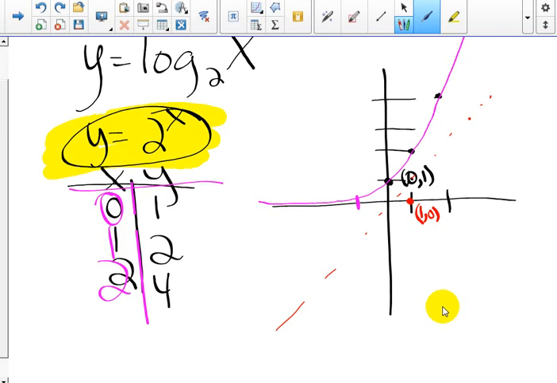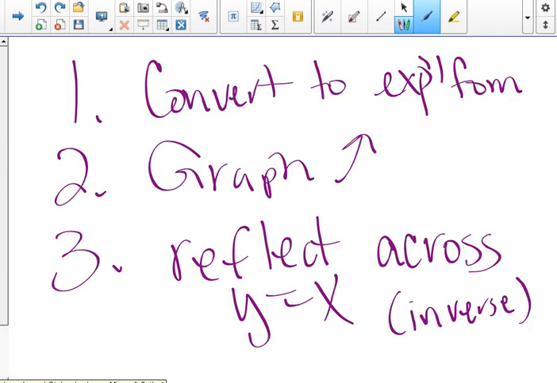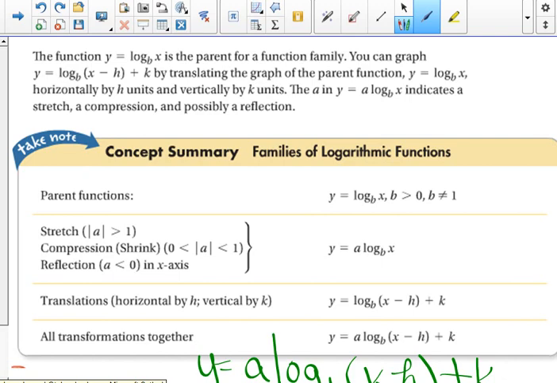So if you want to do 2 to the negative 1, it's going to be 1/2. So it's going to be about right there. And then it's going to get smaller and smaller. So reflect all those points and then you're done. Okay. I'm going to go ahead and move on because we've got to finish here.